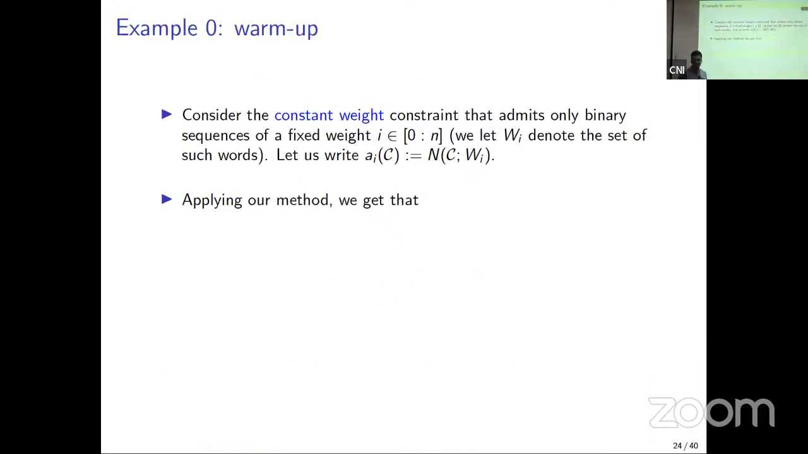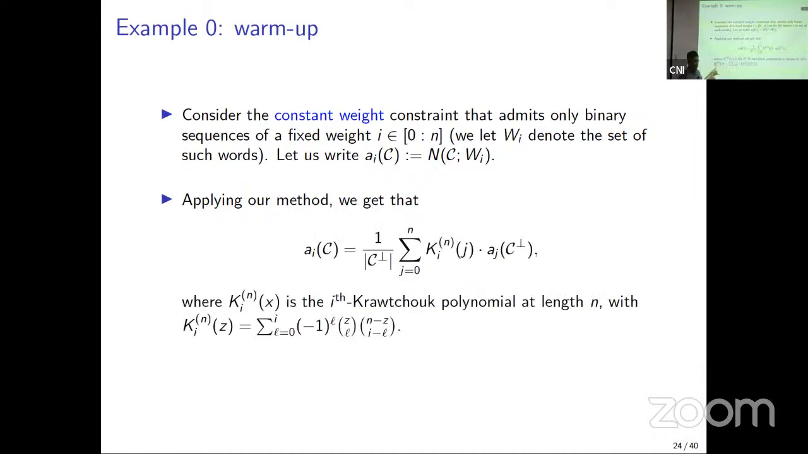Okay, so let's look at some simple examples. For example, when the constraint is just that your code words must be of a certain weight. So the channel only allows those constrained sequences, all of which have a certain weight. Then by a simple application of our Parseval's theorem, you get this kind of a relationship. So what does this mean? It just tells you that the number of code words in a linear code of weight i is related in some way to the numbers of code words of different weights in the dual code.